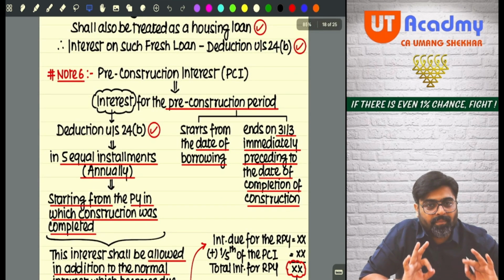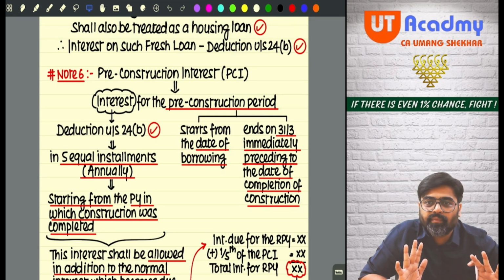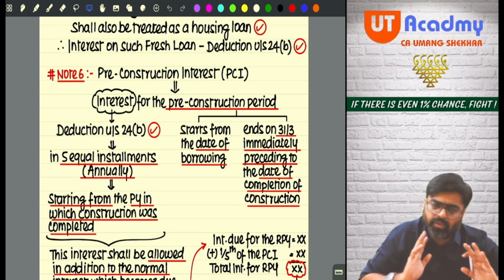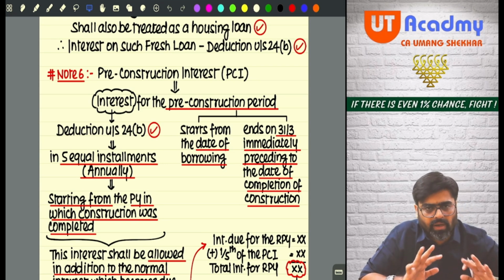Now, very important concept of pre-construction interest. Okay. So this concept is going to take some time. Please be patient. Okay. And very easy concept. Very easy concept. You will understand. Whatever will happen, you will understand. Don't worry about that. Okay.